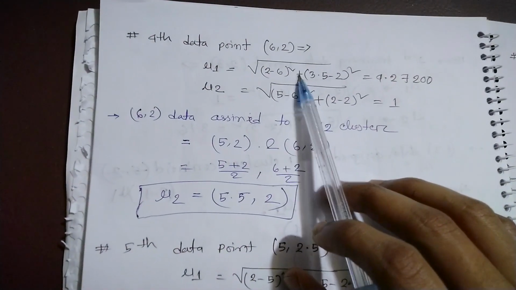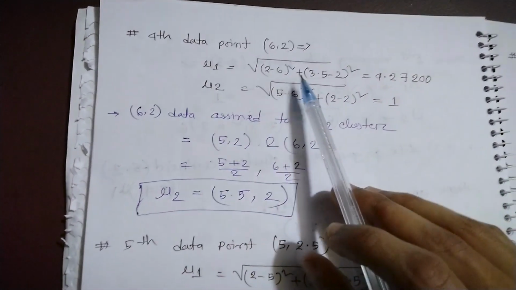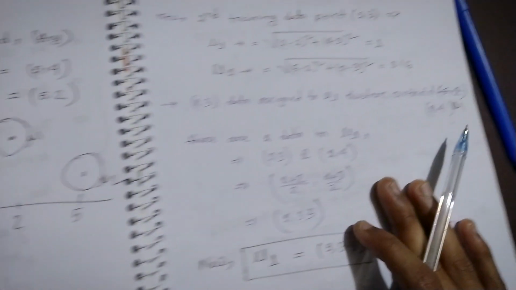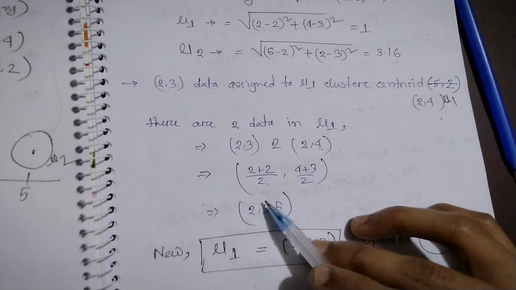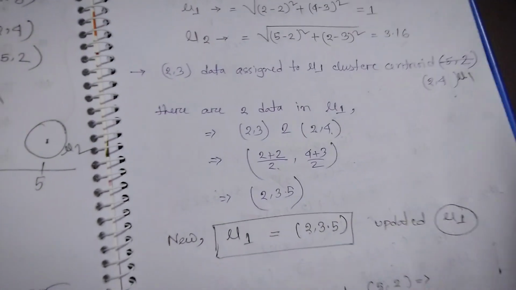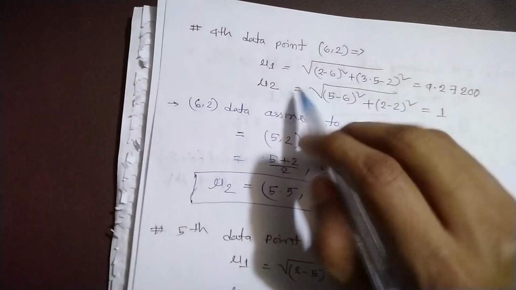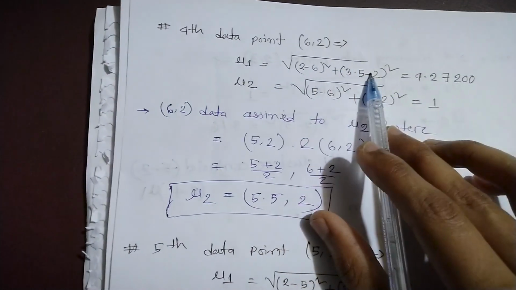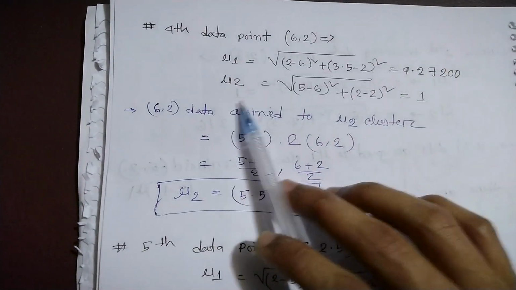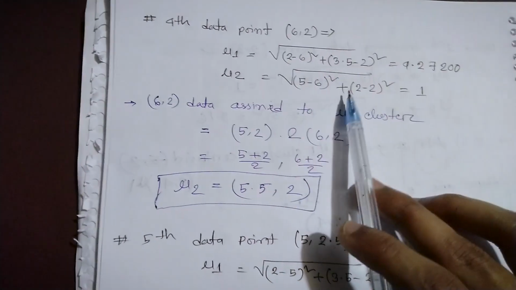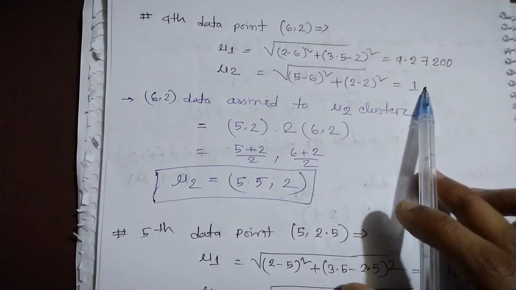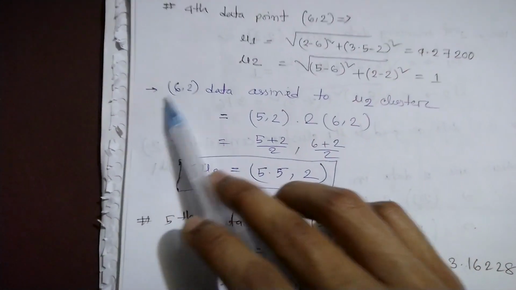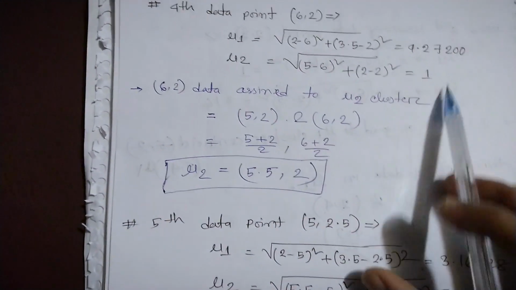Now same for the fourth data point, which is 6 and 2. You need to find the distance, which is 2 minus 6, this value, plus 3.5, which is the new value of mu1. Let me see it again. So as you can see, this is our 2 and 3.5, this is our new mu1. So we need to calculate this one: 2 minus this value 6 whole square plus 3.5 minus this 2 whole square, which is 4.27. For mu2, it is 5 minus this value 6 whole square plus 2 minus this value 2 whole square, which is 1. So 6 and 2 is closer to mu2, so the 6 and 2 data point would be assigned to the mu2 cluster.